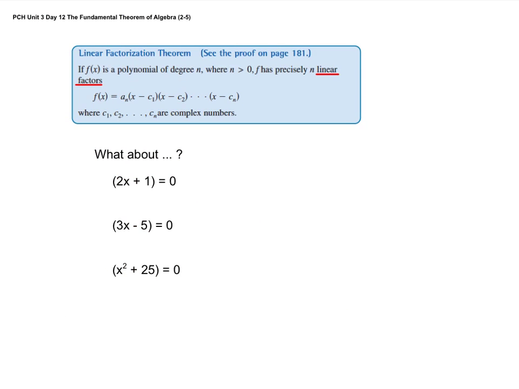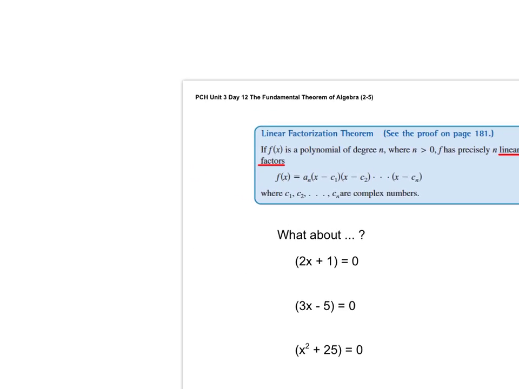All right, so real quickly here, let's think this through. If we have a polynomial of degree n, you can factor this into that many linear factors. Okay, we've done a little bit of this as we've done the rational zero test, and from those we can find the zeros. Okay, so 2x plus 1 equals 0.